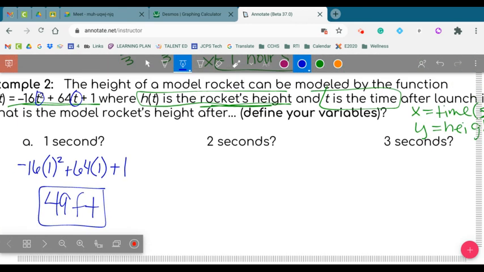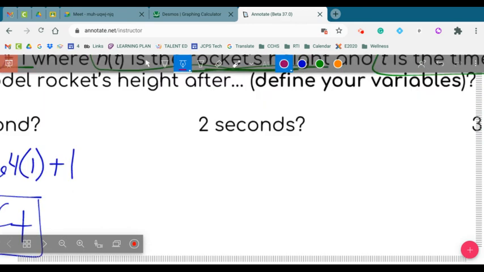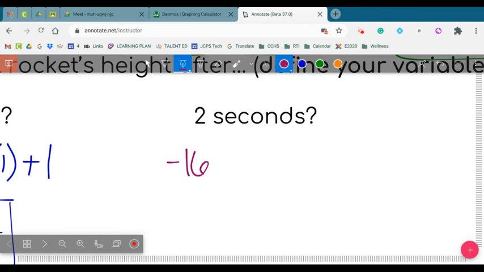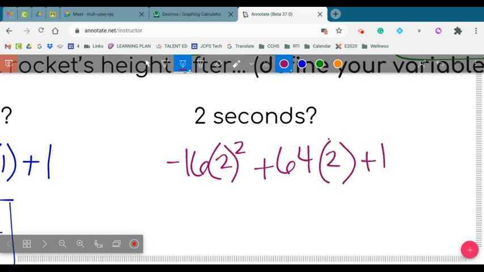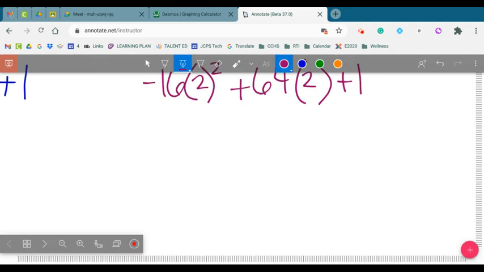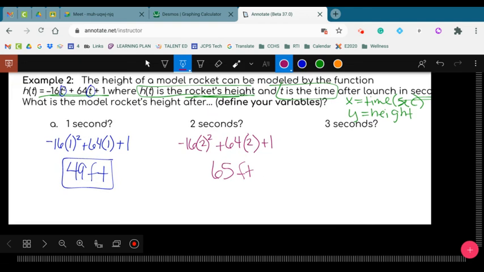So we're going to plug in 2 for t. Negative 16 times 2 squared plus 64 times 2 plus 1. So I'm going to have negative 16 parentheses 2, square it, plus 64 parentheses 2 plus 1. This is going to give me 65. So 65 feet in the air.